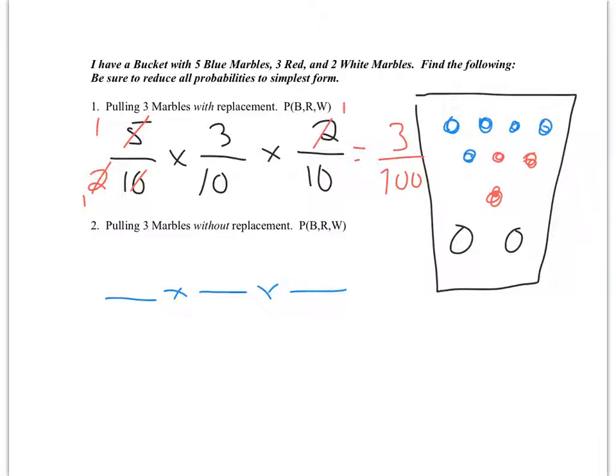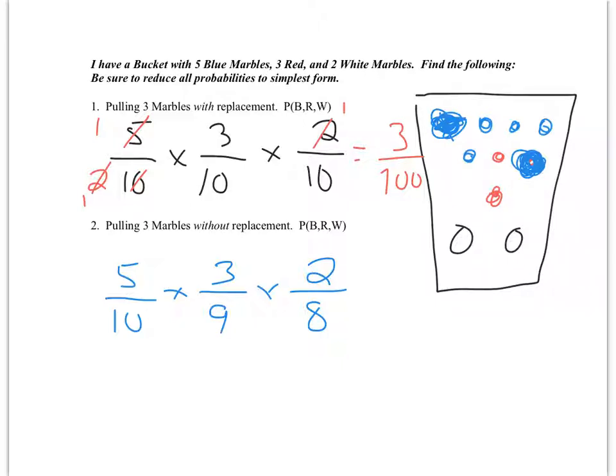I have a 5 out of 10 chance of getting a blue. Now what happens, I've pulled one of those blues out, so it's gone. Gone. So now what's the chances of getting a red? Well, there's 3 reds, but I have 1 fewer marbles in the bucket now. I only have 9 left. And then, what's the probability? Again, I take that red one away. What's the probability of getting a white one? Well, there's 2 white ones in the bucket, but there's only 8 marbles left in the bucket.